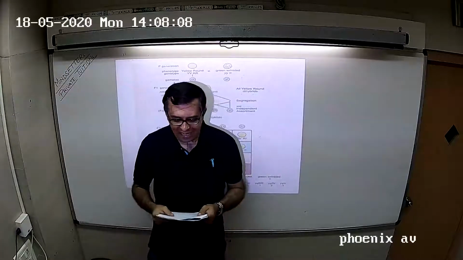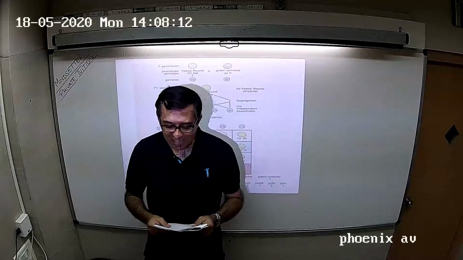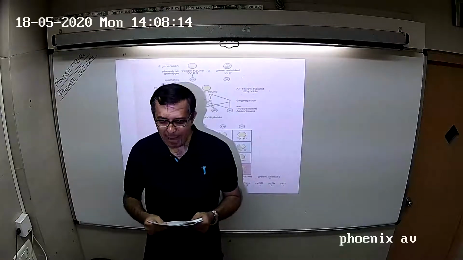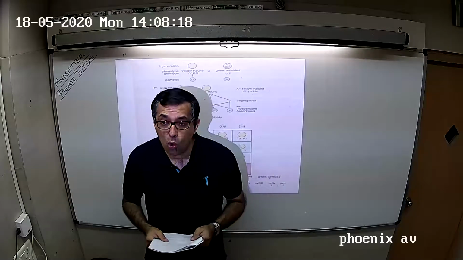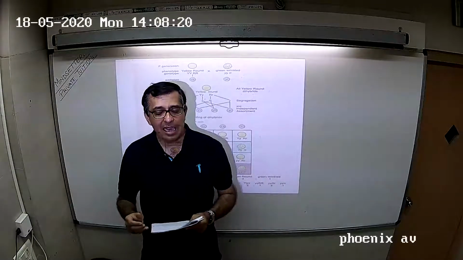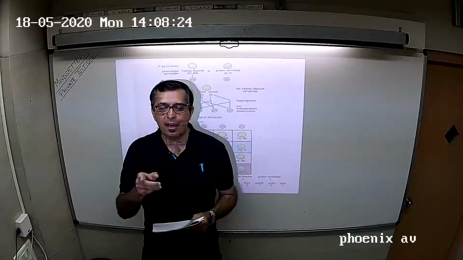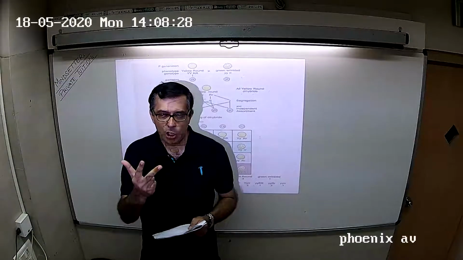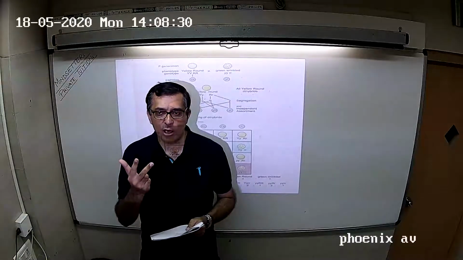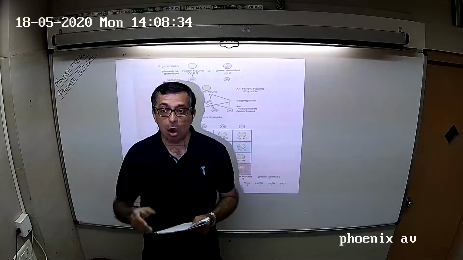Question number 103. When phenotypic and genotypic ratio is the same, then it is an example of incomplete dominance or codominance. If you remember, in incomplete dominance and codominance, phenotypic and genotypic ratios are the same, 1:2:1. So what is 1:2:1 phenotypic and genotypic ratio an example of? Incomplete dominance or codominance.